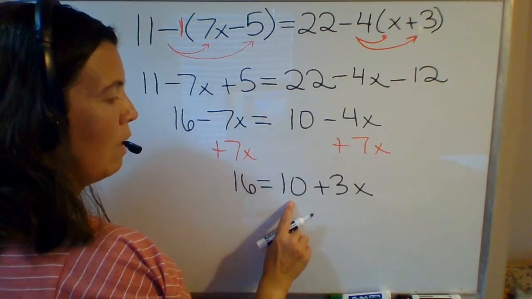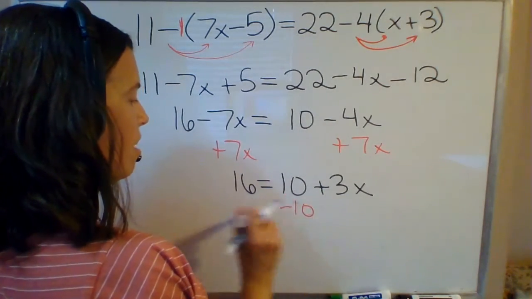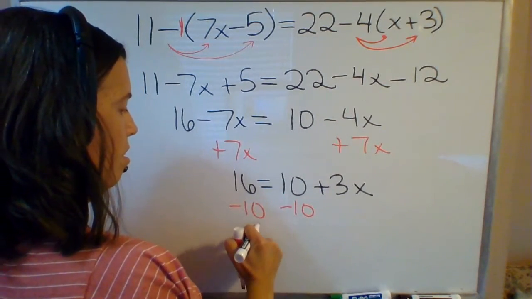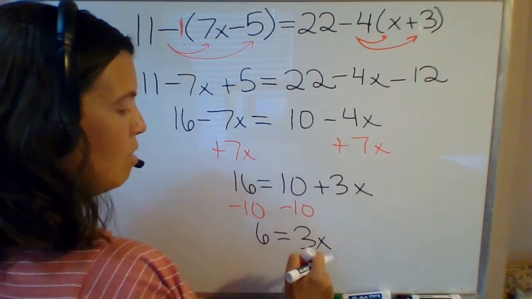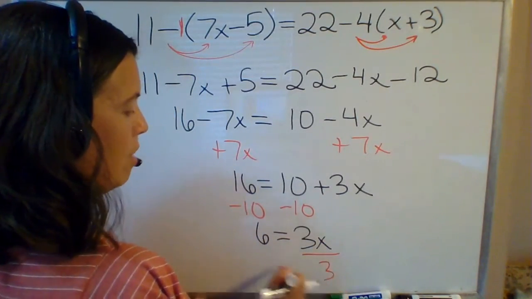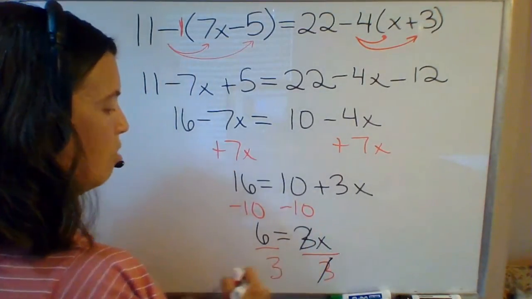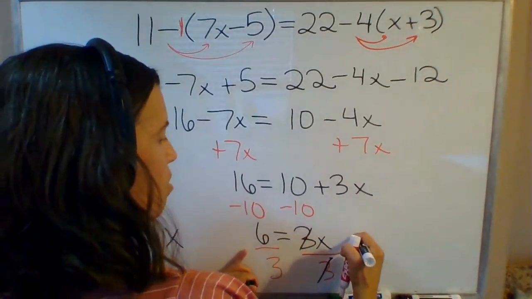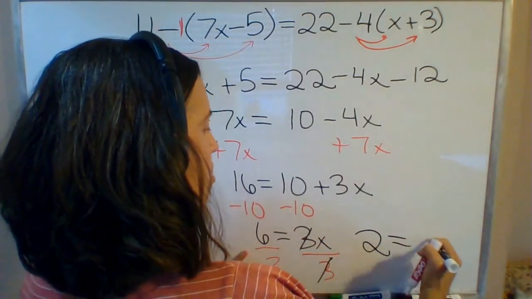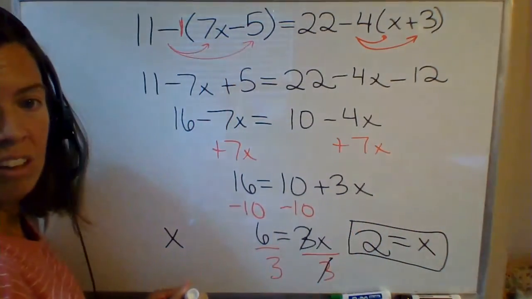So right now I want to get rid of this 10 in front. So I'll subtract 10 from both sides. Leaves me with 6 equals 3x. And so now to get the x completely by itself, I divide both sides by 3. And so the 3 cancels here, and I'll write it the same way it's written here. So 2 equals x. So our solution set in this case is the number 2.